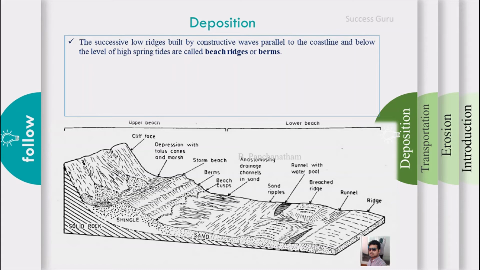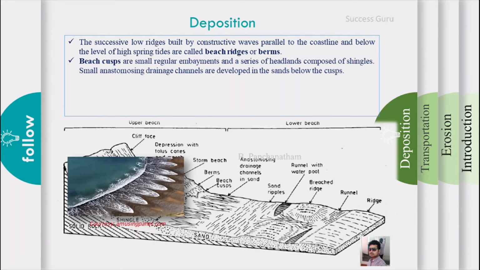So let us see each term separately. The successive low ridges built by the constructive waves parallel to the coastline and below the level of high spring tide are called beach ridges or berms. So this first feature is called beach ridges, or sometimes the berm. So this is the very first geomorphic landform present near the coast.